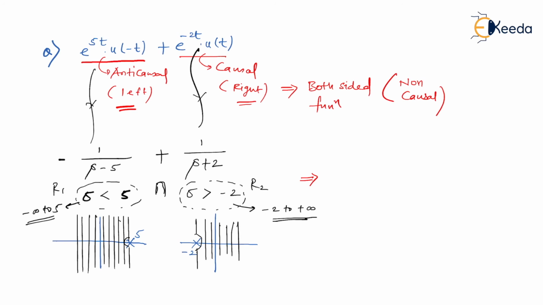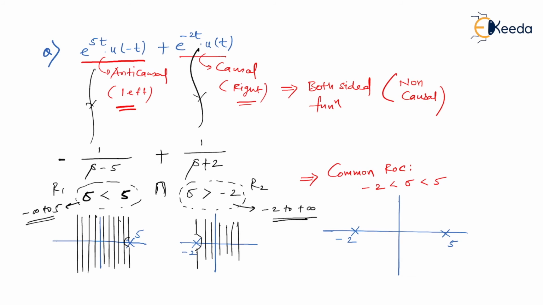Therefore, I would say the common ROC is nothing but the common area which will lie between minus 2 to plus 5. Therefore, our ROC will lie between minus 2 to plus 5. I can show it graphically. So there were two poles, one present at minus 2, the other one present at positive 5.